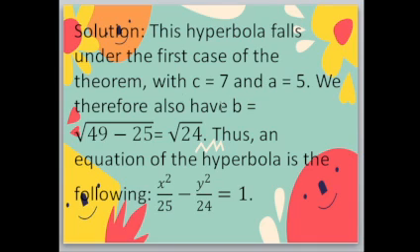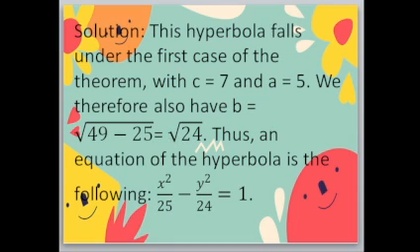Okay, so this hyperbola falls under the first case of the theorem with C equals 7 and A equals 5. So we therefore also have B, the square root of C squared minus A squared. Our C is 7, so 7 squared is 49. Our A is 5, so 5 squared is 25. So 49 minus 25 is 24. So our B here is the square root of 24.